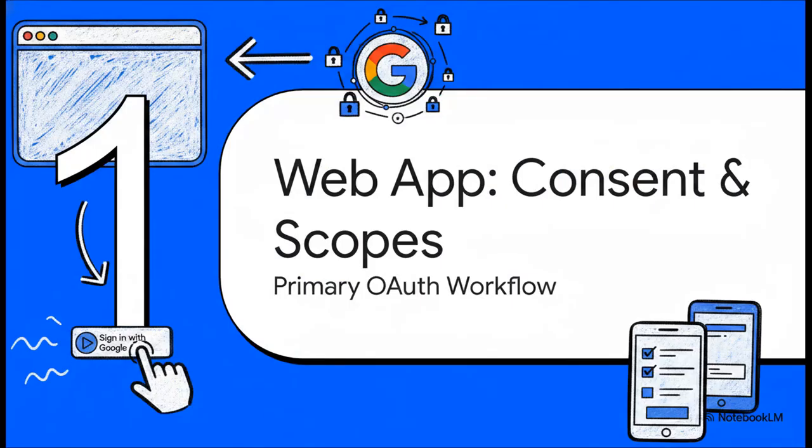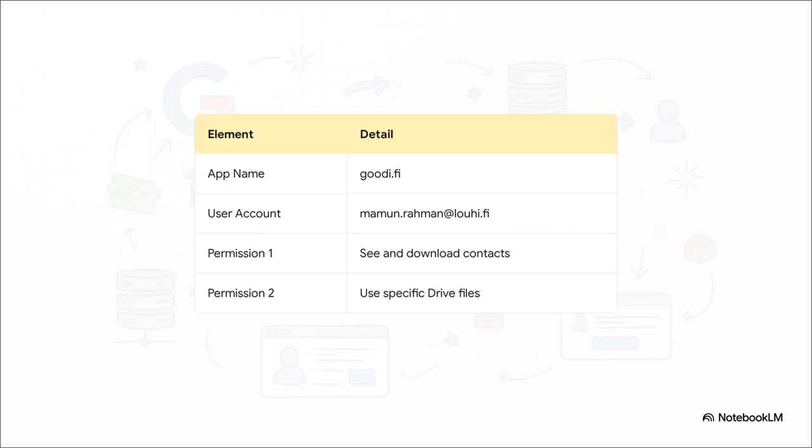All right, let's get started with the first of our two OAuth consent workflows. This one kicks off when a user clicks Sign in with Google from our public homepage at visma-sign.goodi.fi. Okay, here is the complete, uncut OAuth consent screen for our web application. As you can see, the app name is goodi.fi, and we're logging in with the user account mamoon.rahman@louis.fi. As required, you can see the language toggle in the bottom left corner is set to English.